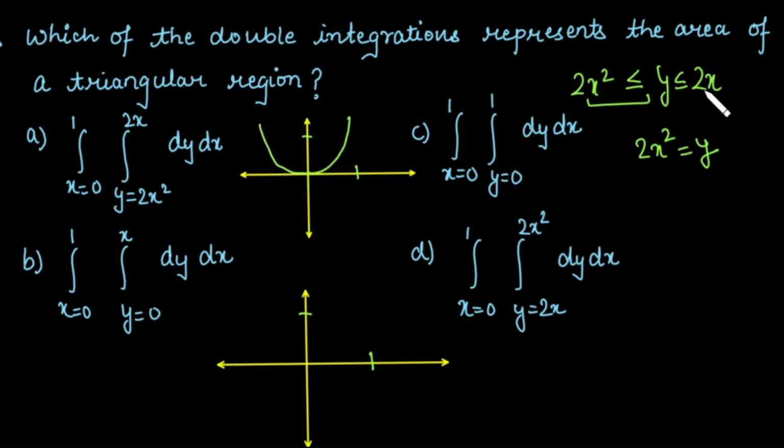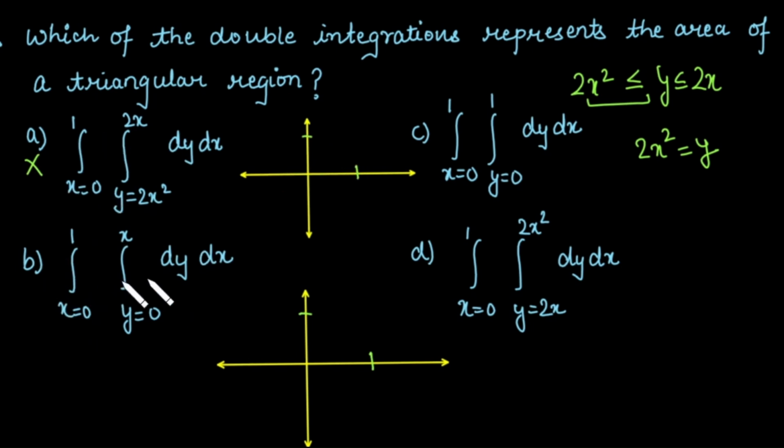Second is y is equal to 2x. It is a straight line passing through the region. So ये क्या triangular form बन रही है? No. So it means clearly A option is discarded. यहाँ पे bounded region triangle नहीं है, due to this it is discarded.